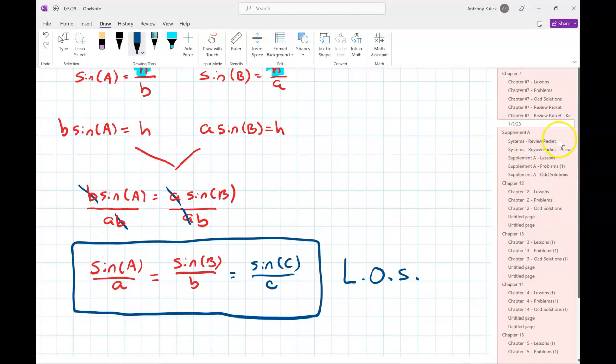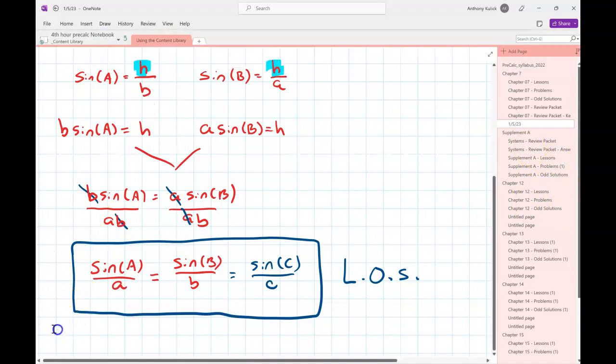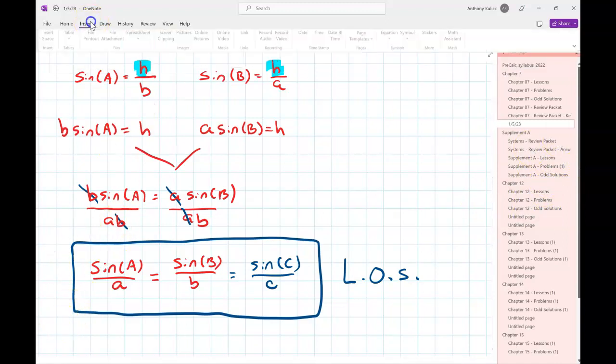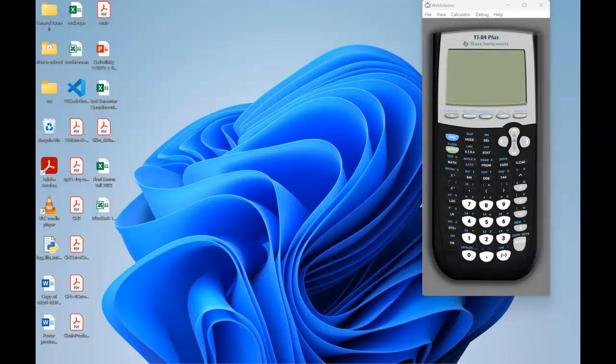So let's do some examples now of incorporating that, using that to do some stuff.